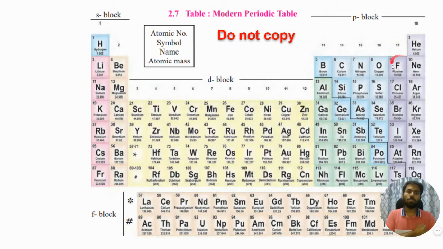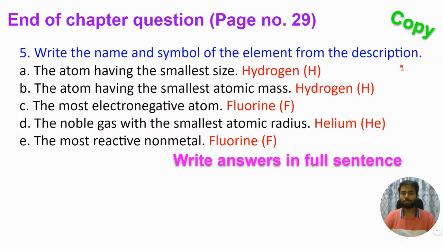So you'll have to come down, and once you come down, left to right, electronegativity increases. So our answer will be fluorine. Okay, that's the logic you will apply to get to this answer. So the answer is fluorine. Most electronegative atom, fluorine.